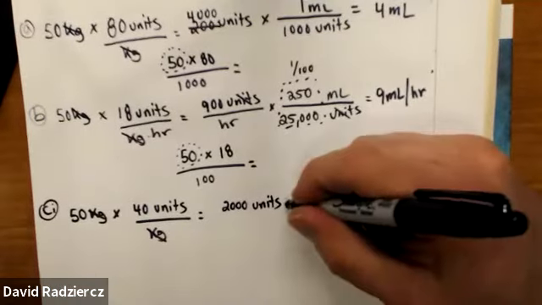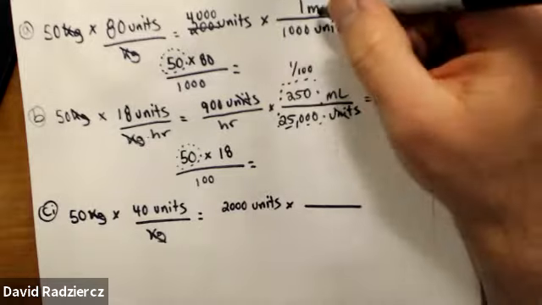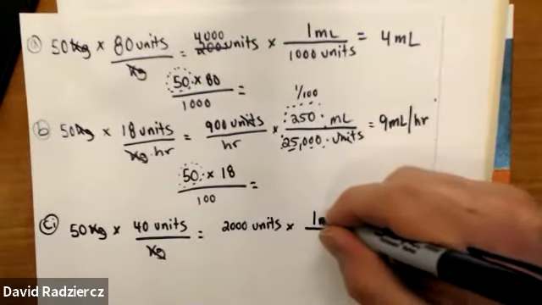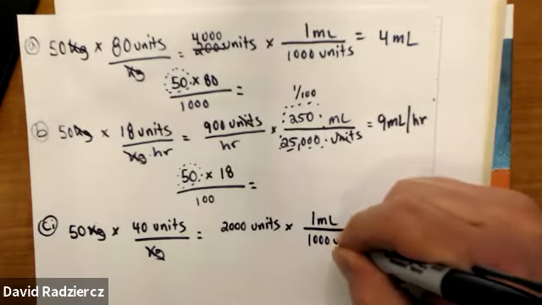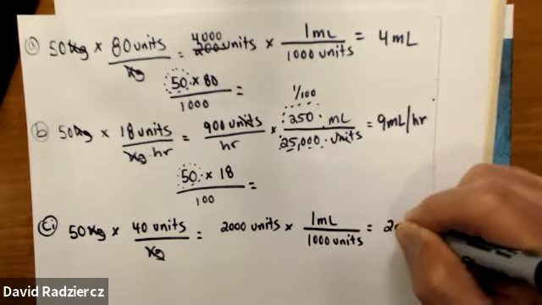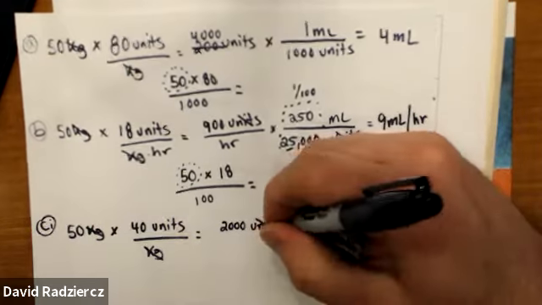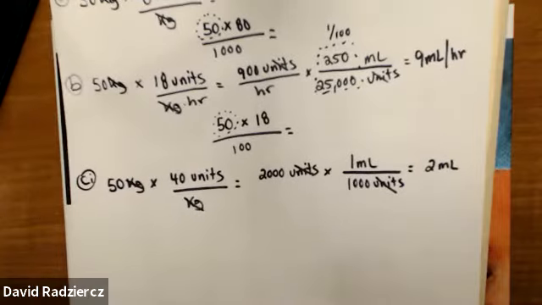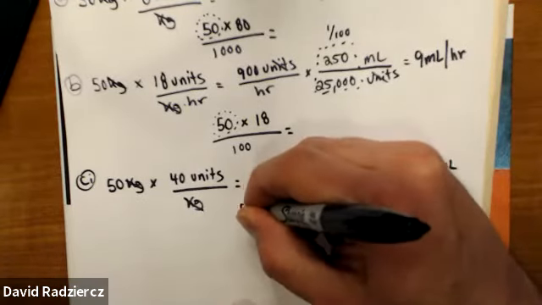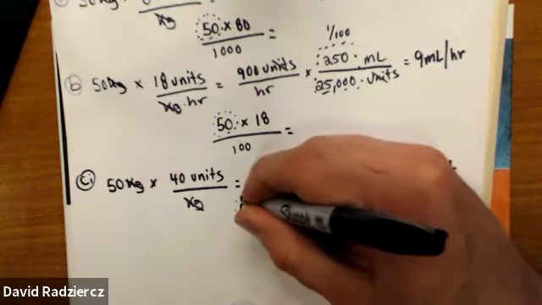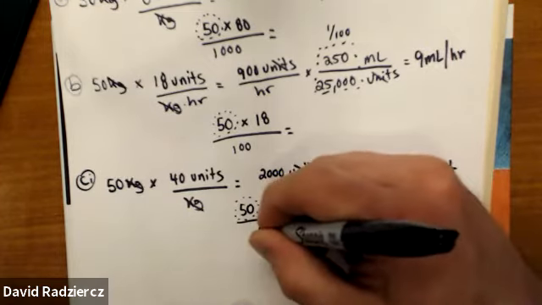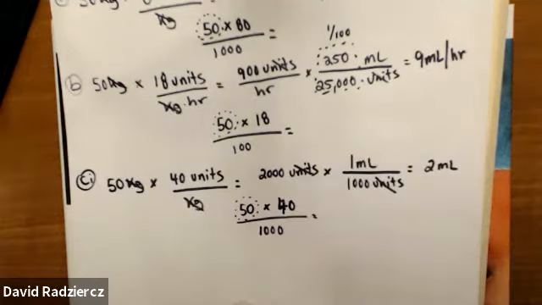We don't want units, we want milliliters. So I'm going to use that same bolus dosage strength that I used before, the 1 milliliter per 1,000 units. And then that's where we get our 2 milliliters. The shorthand for this, if you have to follow step 12, again, patient's weight times 40 divided by 1,000. And that will give you the answer to C part 1.